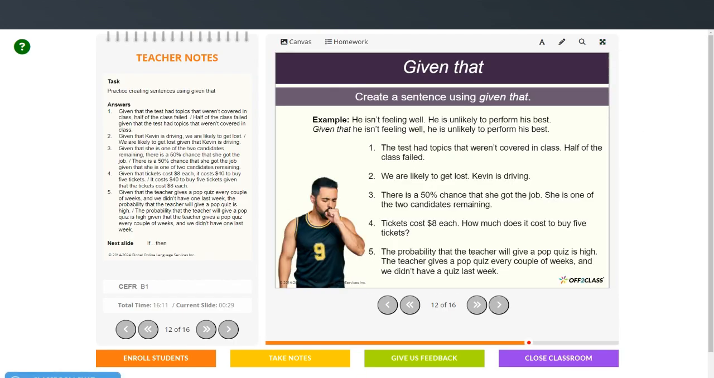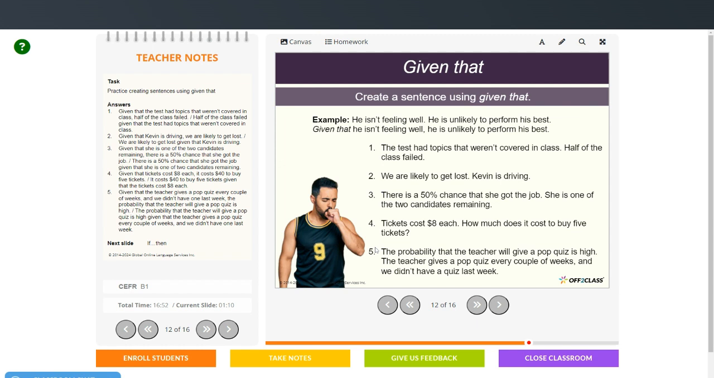All right, number 1, given that the test had topics that weren't covered in class, half the class failed, or you could say half of the class failed, given that the test had topics that weren't covered in class. Number 2, given that Kevin is driving, we are likely to get lost. We are likely to get lost given that Kevin is driving. Number 3, given that she is one of the 2 candidates remaining, there is a 50% chance that she got the job. There's a 50% chance that she got the job, given that she is one of the 2 candidates remaining.